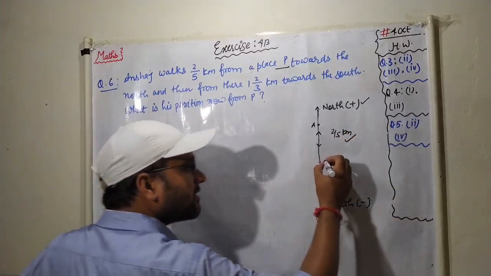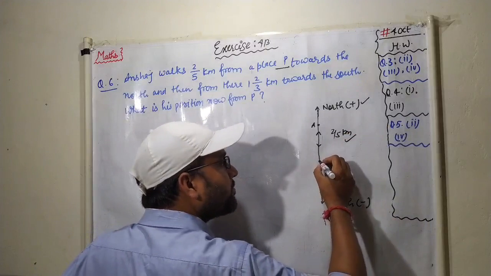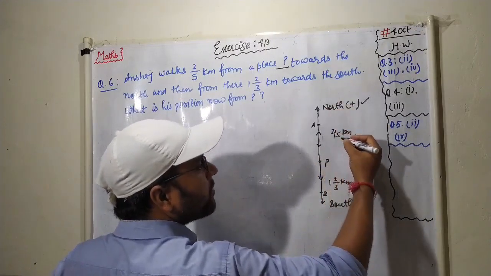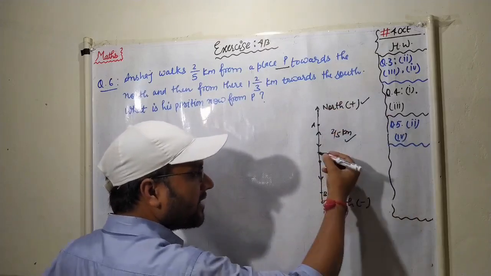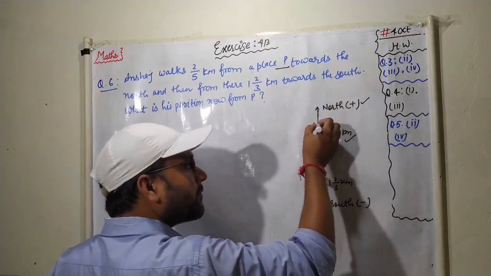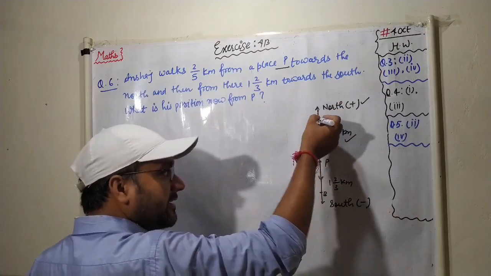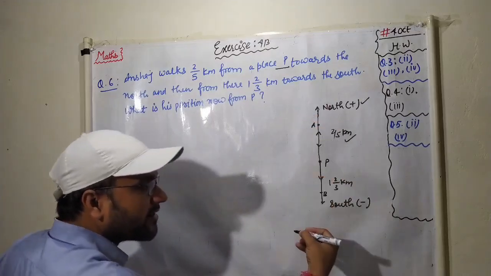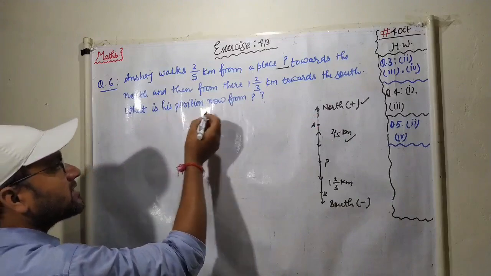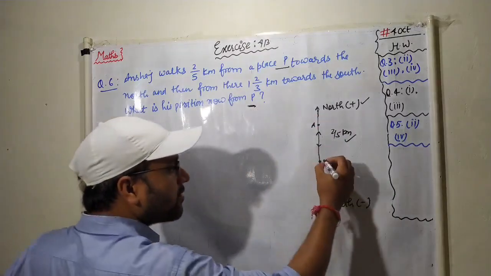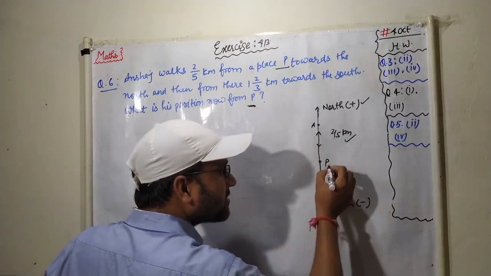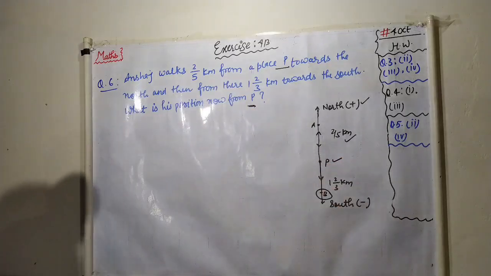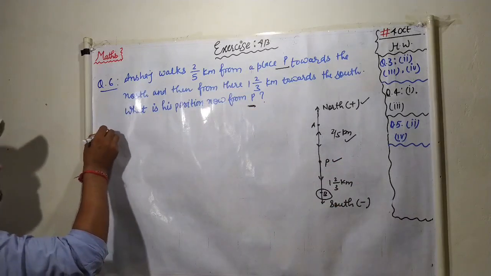Okay. This is the starting point P. First he goes 2 by 5 km in north direction, and then from point A, he will return 2 by 3 km in south direction. So what is the position now from P? What is the position from this origin point? Okay. So let us start, students. This is your solution for this case.